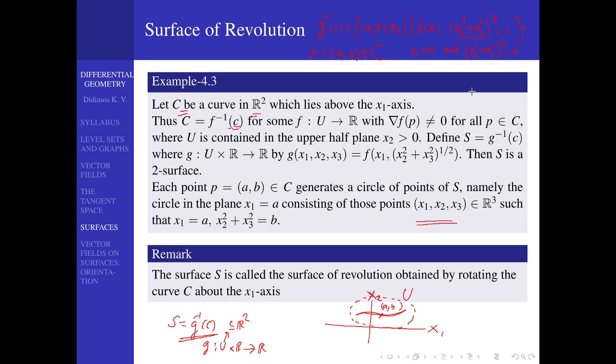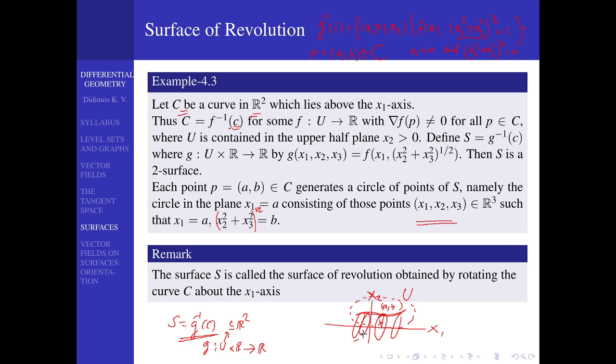So that is the square, x2 square plus x3 square, and this is actually whole raised to 1 by 2. So that will be equal to x2 square plus x3 square equal to B square. So that generates a circle like this. Okay, so this is our B. At each point corresponds a circle here.